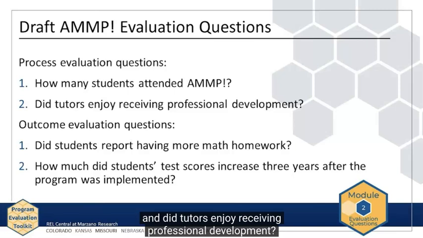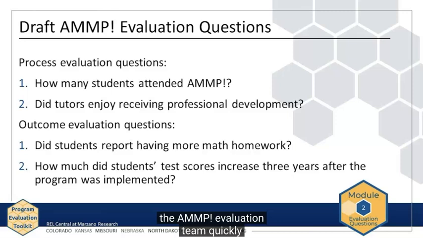The team's 2 draft outcome evaluation questions are: did students report having more math homework? And how much did students' test scores increase 3 years after the program was implemented? After reviewing these draft questions, the AMP evaluation team quickly realizes that the questions needed a lot of revision to truly capture what the team wants to know.